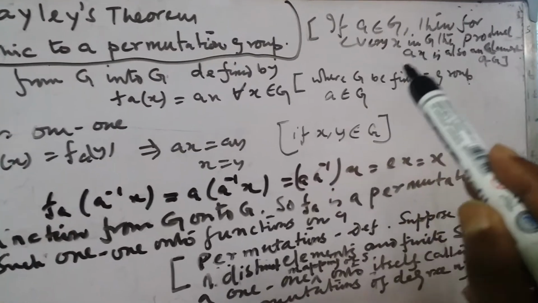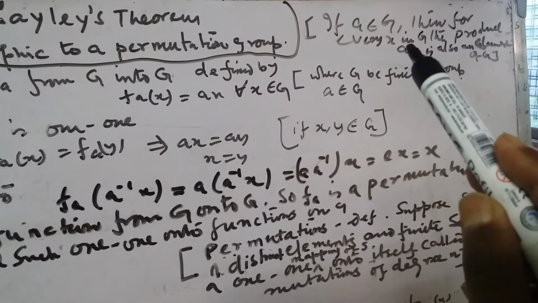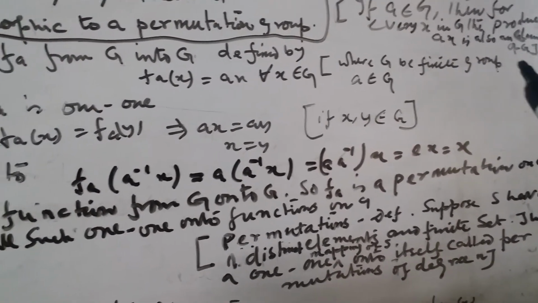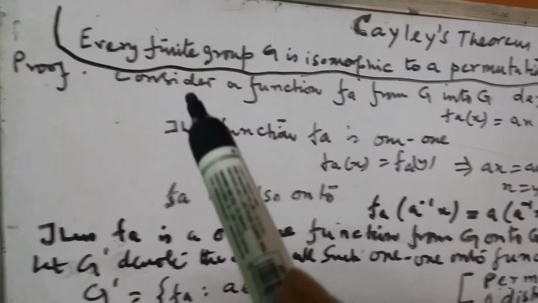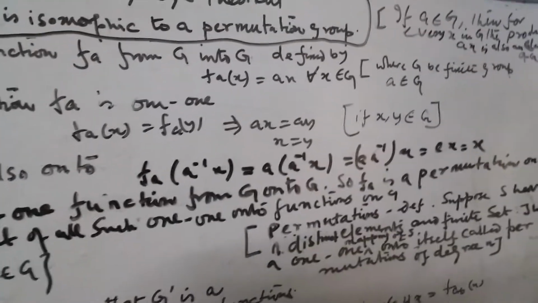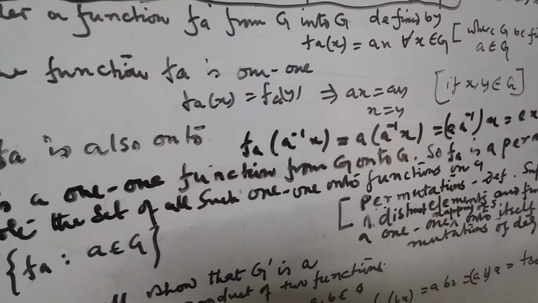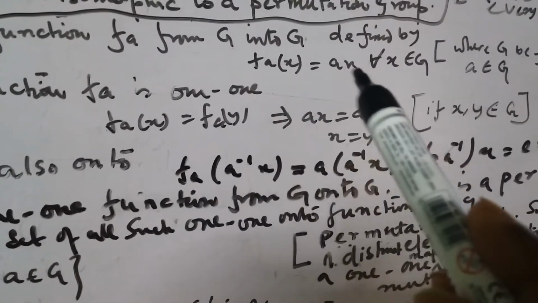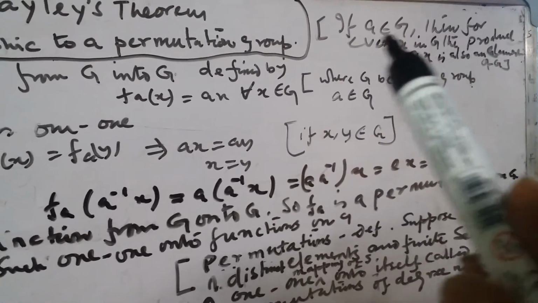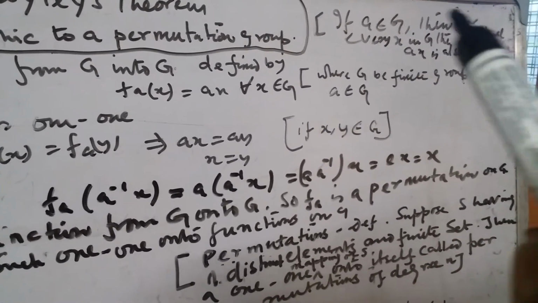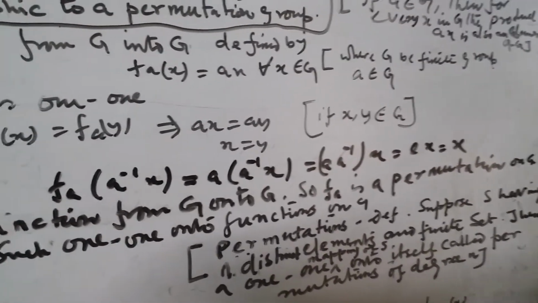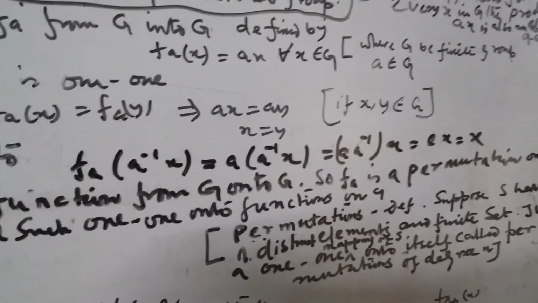If a belongs to G, then for every x in G, the product ax is also in G. So consider a function f_a from G into G. At first we prove the permutation group defined by f_a(x) = ax, because if a belongs to G, then for every x in G, the product ax also belongs to G. From group theory we know that.